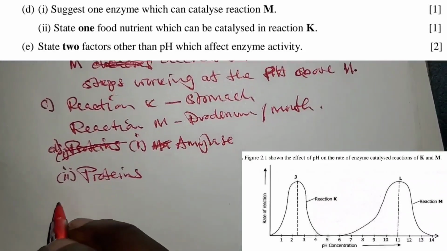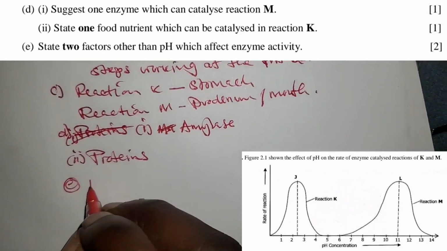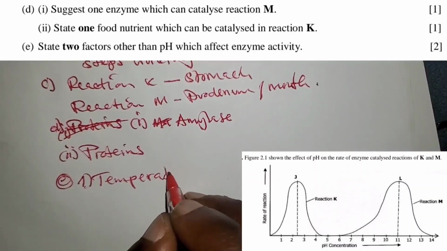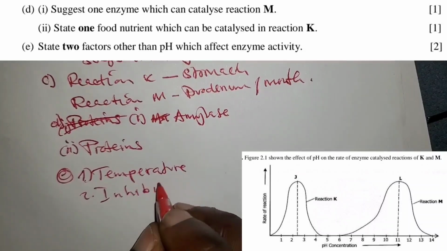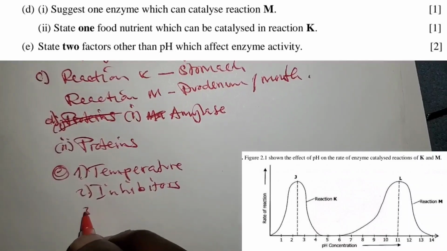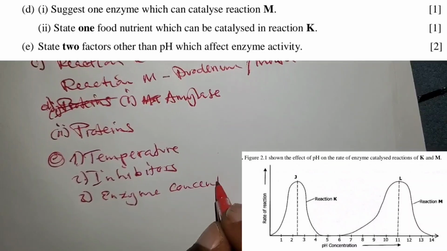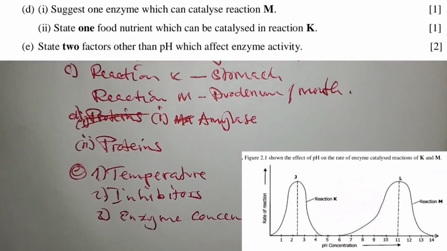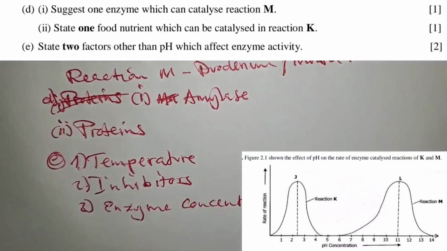Then E, state two factors other than pH which affect enzyme activity. You can say 1, temperature, 2, inhibitors. Also enzyme concentration. You can just write 1. Enzyme concentration. Okay. So that's all to this question. Let's go to the next question.